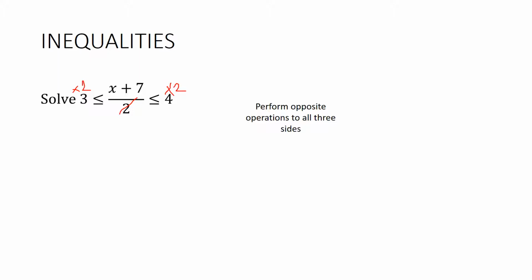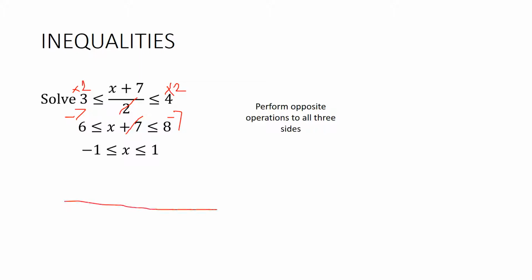That will give me 6 is less than or equal to x plus 7 is less than or equal to 8. And now I'm going to get rid of the 7 by subtracting it. That gives me minus 1 is less than or equal to x is less than or equal to 1.